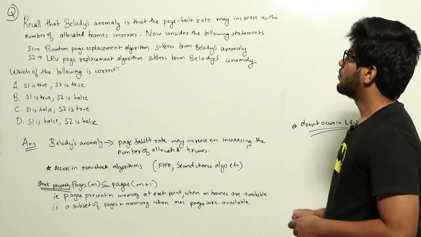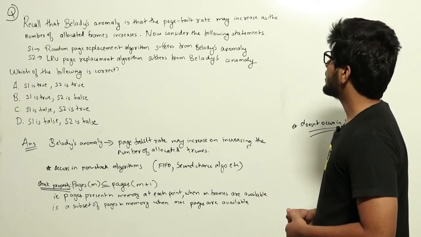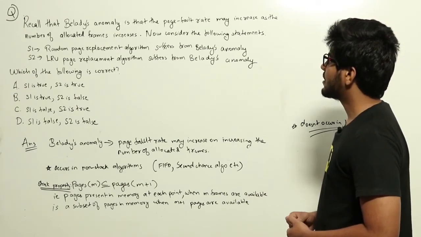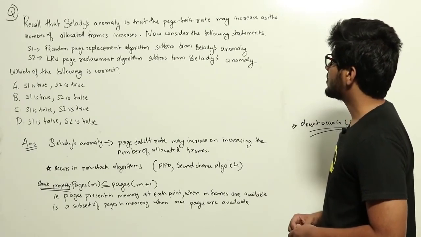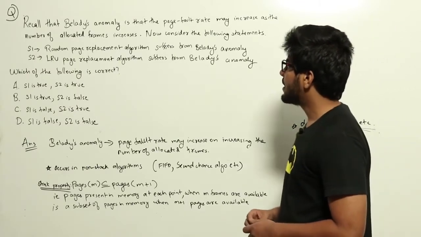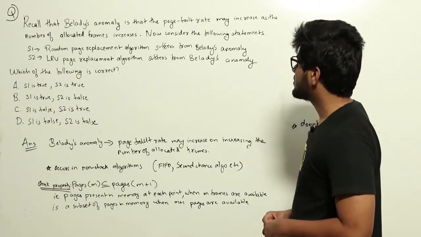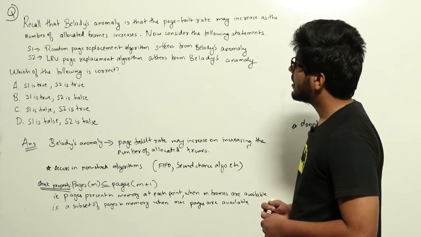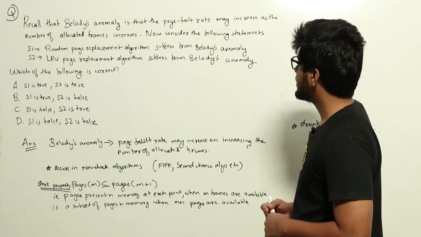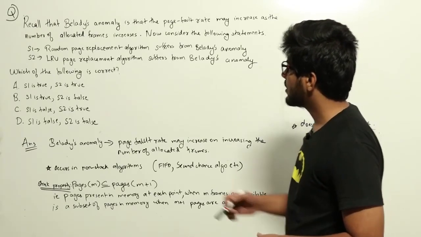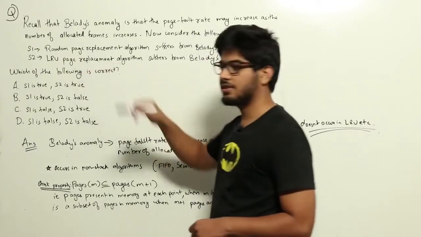Recall that Belady's anomaly is that the page fault rate may increase as the number of allocated frames increases. Now consider the following statements. S1: random page replacement algorithm suffers from Belady's anomaly. And S2: LRU page replacement algorithm suffers from Belady's anomaly. Which of the following statements are correct regarding the truth of these statements?